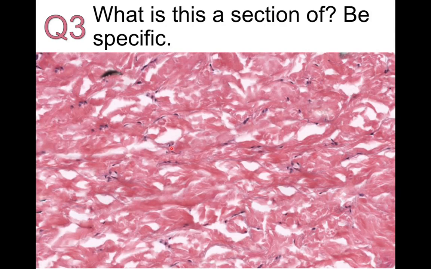Question number 3, what is this a section of? Be specific. So in this section, there are few cells, but there are more fibers. And when you see the arrangement of fibers, the fibers are arranged in all directions. So it's a dense, irregular connective tissue.